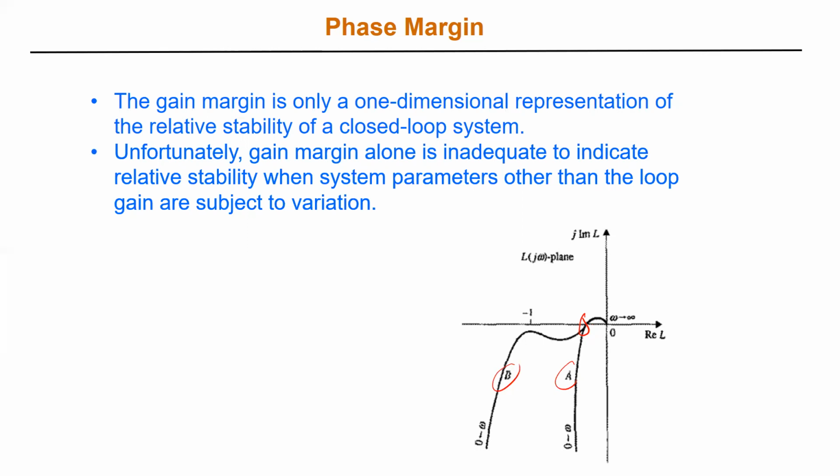But which one is more stable? A, of course. Because in B, there is a possibility that I'm near this area, very close to the -1. I could cross the -1 and my system becomes unstable. So the gain margin by itself is not enough, and we will go to another concept, the phase margin.